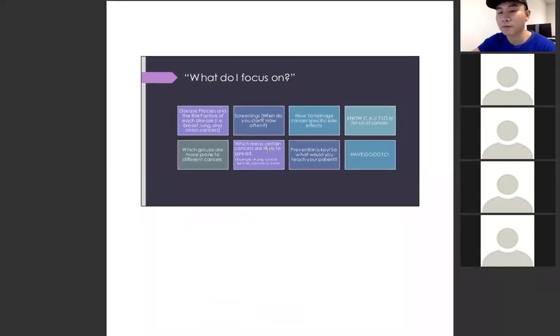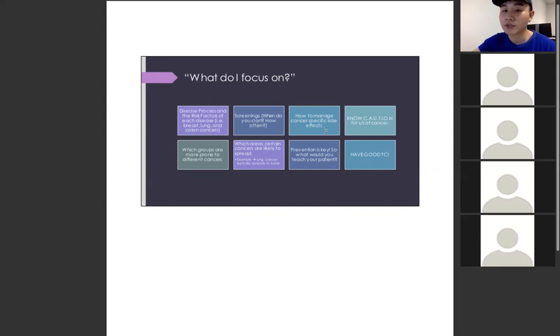So what do we have to focus on? This slide is the summary of what we have to focus on for the topic of oncology. We need to know the disease process and the risk factor of each disease, including breast, lung, and colon cancer. Those are the three biggest body systems that we need to know regarding cancer for this topic. We need to know about the screening. There will be questions that she will ask in the exam. When do we start screening for certain patients who are at higher risk, for example, colon cancer or breast cancers?